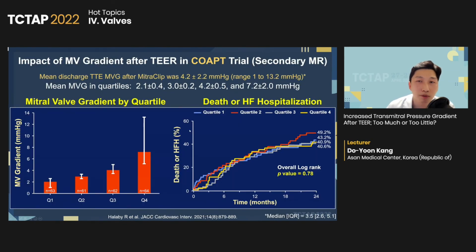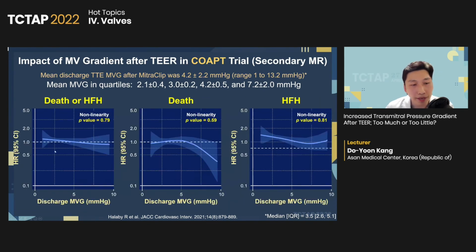Recently, the COAP trial sub-study showed the clinical impact of the pressure gradient after mitral clip in MR patients. And surprisingly, there was no clinical outcome difference in death or heart failure hospitalization by residual mitral valve gradient. When they checked the data by the continuous variable, there was also no difference between mitral valve gradient and clinical outcomes.